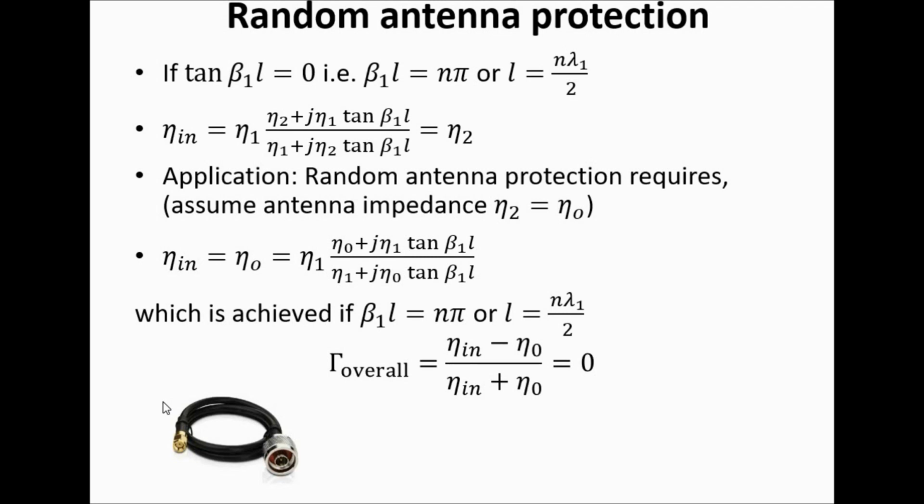So this can be used for antenna protection. If you want to protect your transmitting or receiving antenna, you can use a cable like this and connect your TV with the antenna like this. On one side is the antenna, and the impedance of the antenna will be equal to this. So you can find the overall reflection will be zero, because the input impedance and eta 2 are equal, eta 1 minus eta 2. So the overall reflection will be zero.